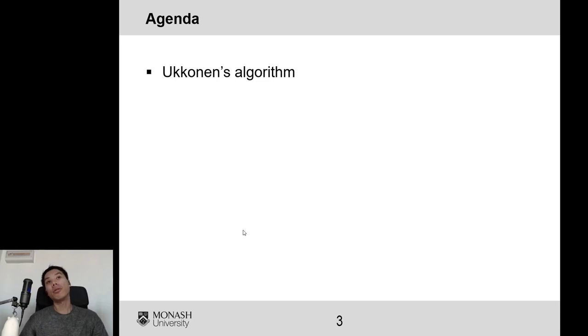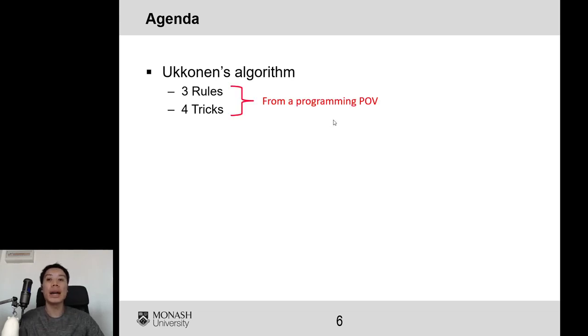So let us begin. Our focus is on Ukkonen's algorithm. As I mentioned, Ukkonen's algorithm mainly relies on the rules and the tricks. More specifically, you have 3 rules and 4 tricks. My explanation, once again, is a tutorial or a lab session. It's not meant to be a lecture. I'm going to be explaining it a little bit more from a programming point of view, like how you are supposed to implement your Ukkonen's.